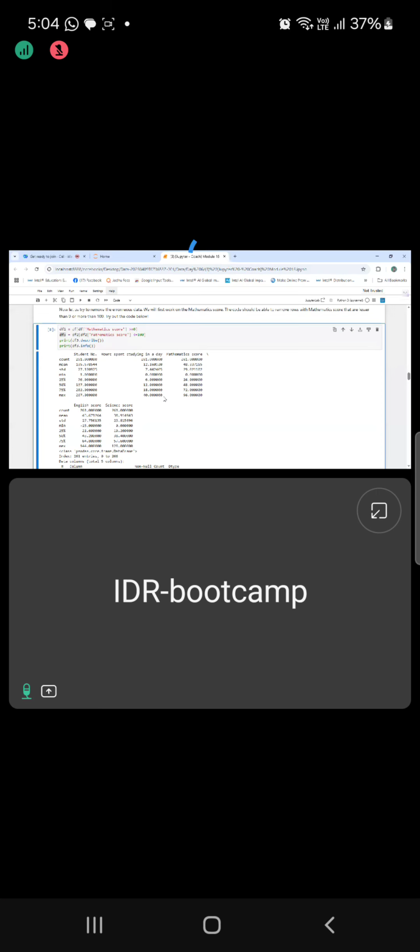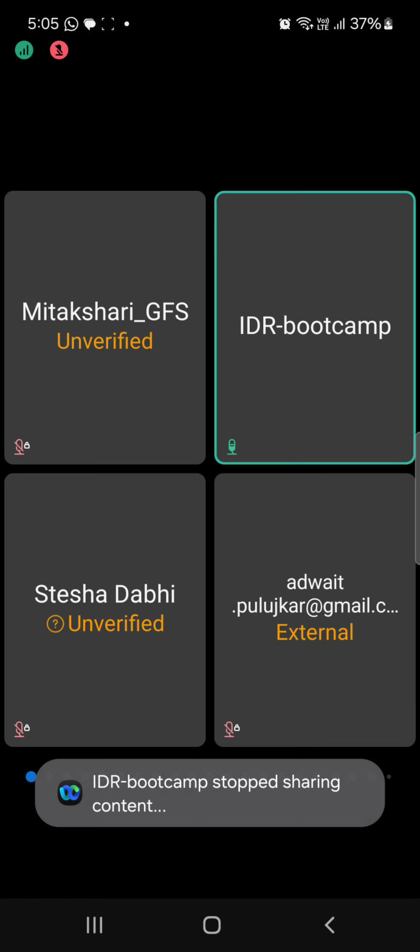And then when you take the describe, you see that the minimum value is now all changed properly. 0 hours, 0 hours. The maximum value is 24 hours, because in a day there are only 24 hours. Earlier it was given 40 hours.